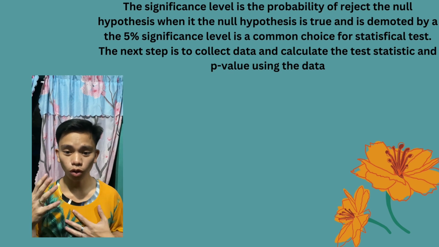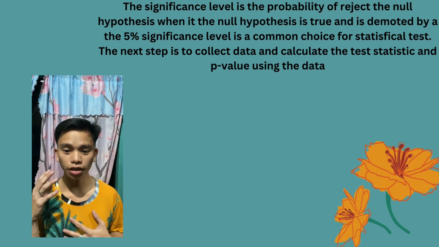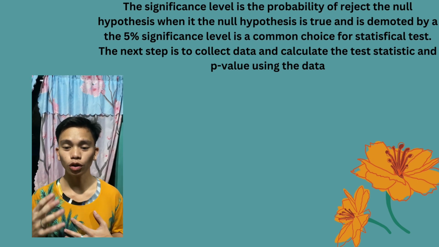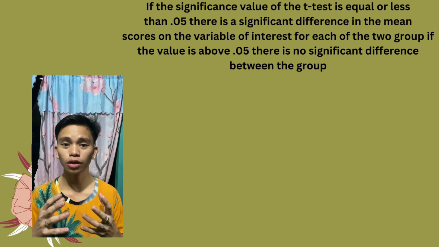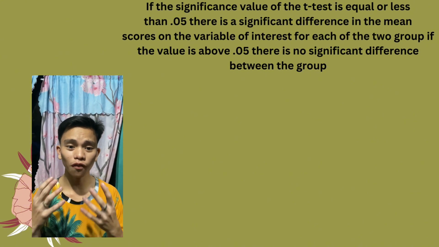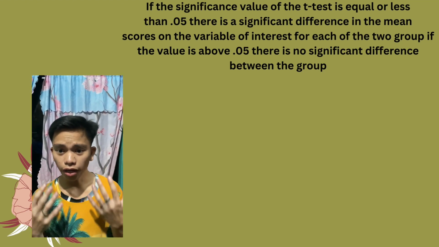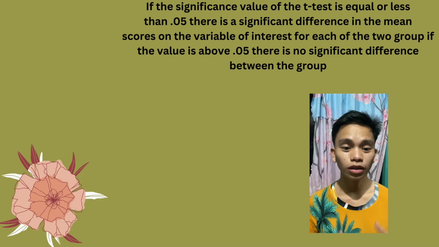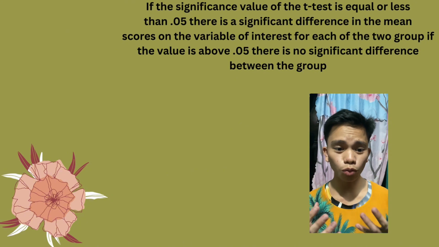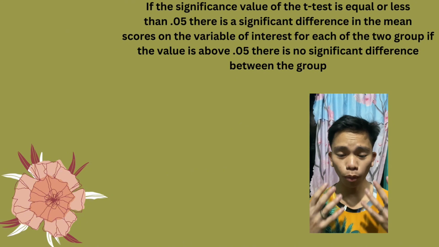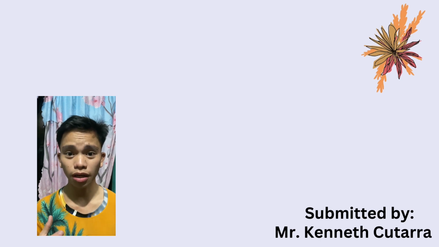The next step is to collect data and calculate the test statistic and the associated p-value using the data. If the significance value of the t-test is equal to or less than 0.05, there is a significant difference in the mean scores on the variable of interest for the two groups. If the value is above 0.05, there is no significant difference between the two groups, and that would be all.